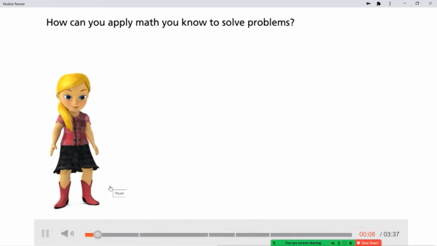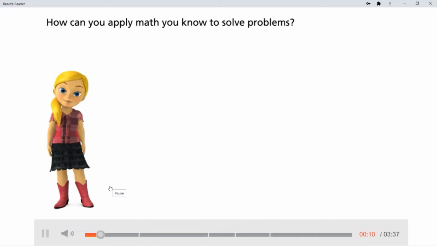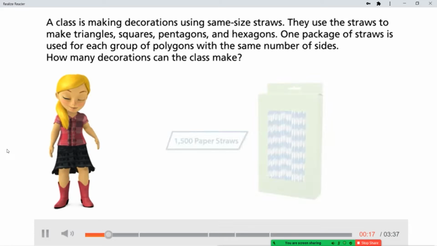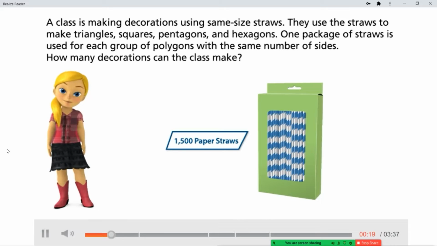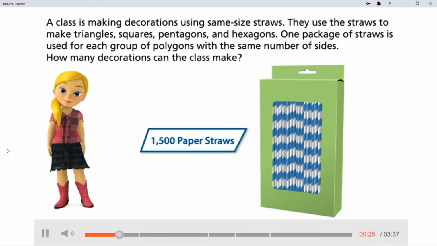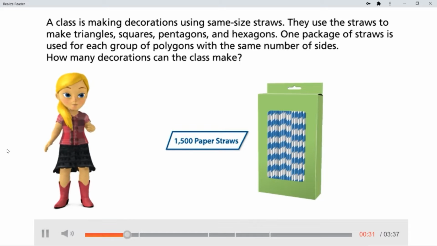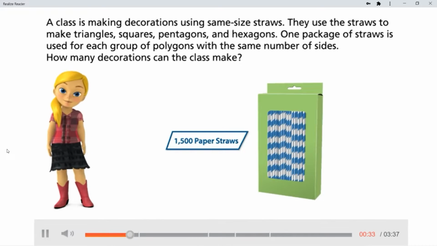How can you apply math you know to solve problems? Let's find out. A class is making decorations using same-size straws. They use the straws to make triangles, squares, pentagons, and hexagons. One package of straws is used for each group of polygons with the same number of sides. How many decorations can the class make?